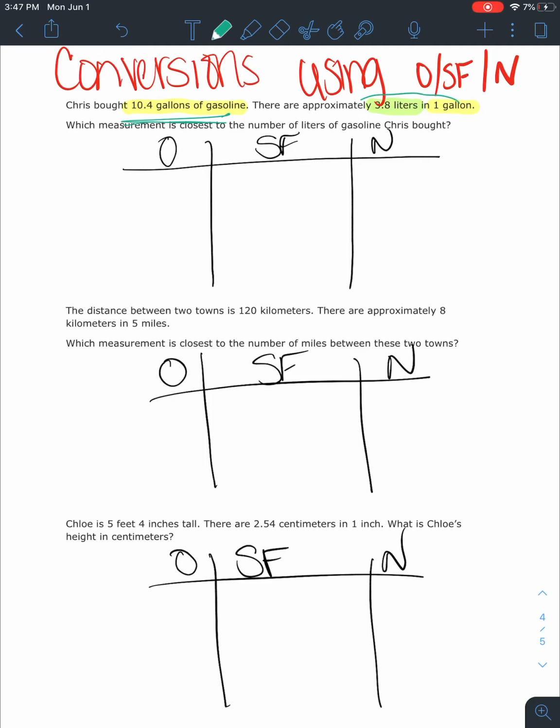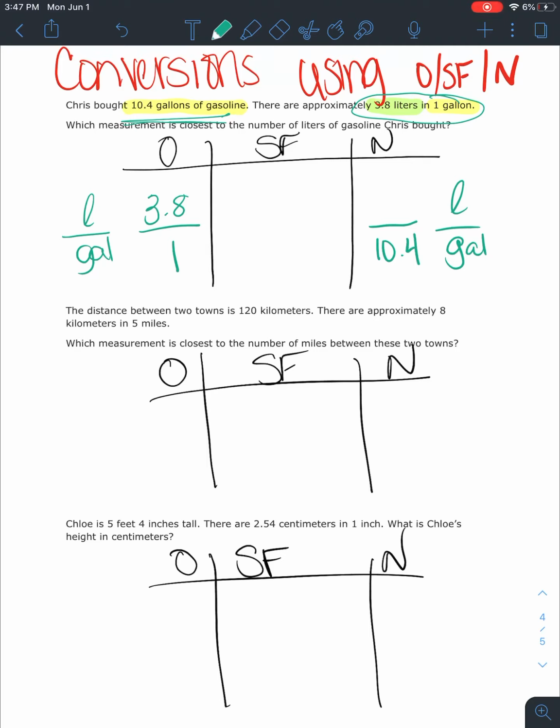But we have a full and complete rate or ratio right here. And that's what is going to go in the first column. So this one is going to be liters over gallons and liters over gallons. I'll spell it out a little bit. So 3.8 to 1. And then the other bit of information that I have is we want to know how many liters if I have 10.4 gallons.